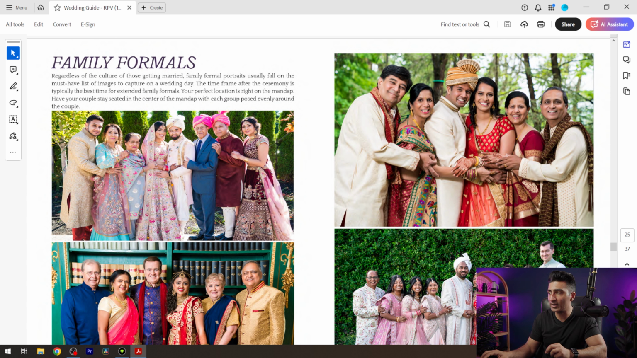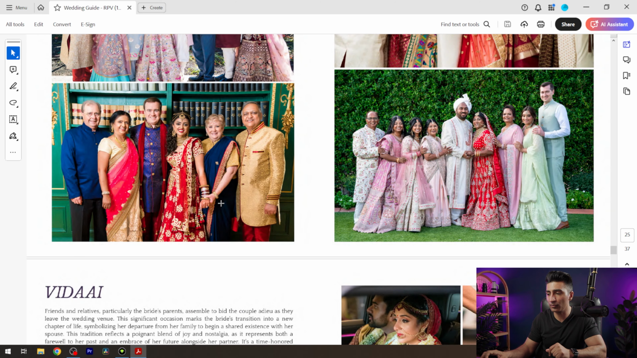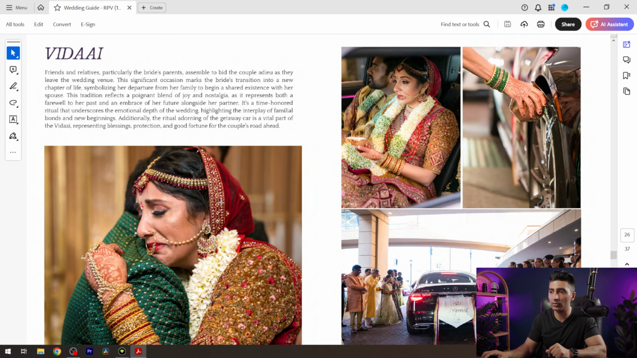You'll notice here that if we did not already cover some of these family formal sessions prior in the morning, then we'll then use this time to capture that as well. Okay, so moving on to the Vidai. So the Vidai ceremony is where the bride's going to depart from her family. It's always an emotional moment.